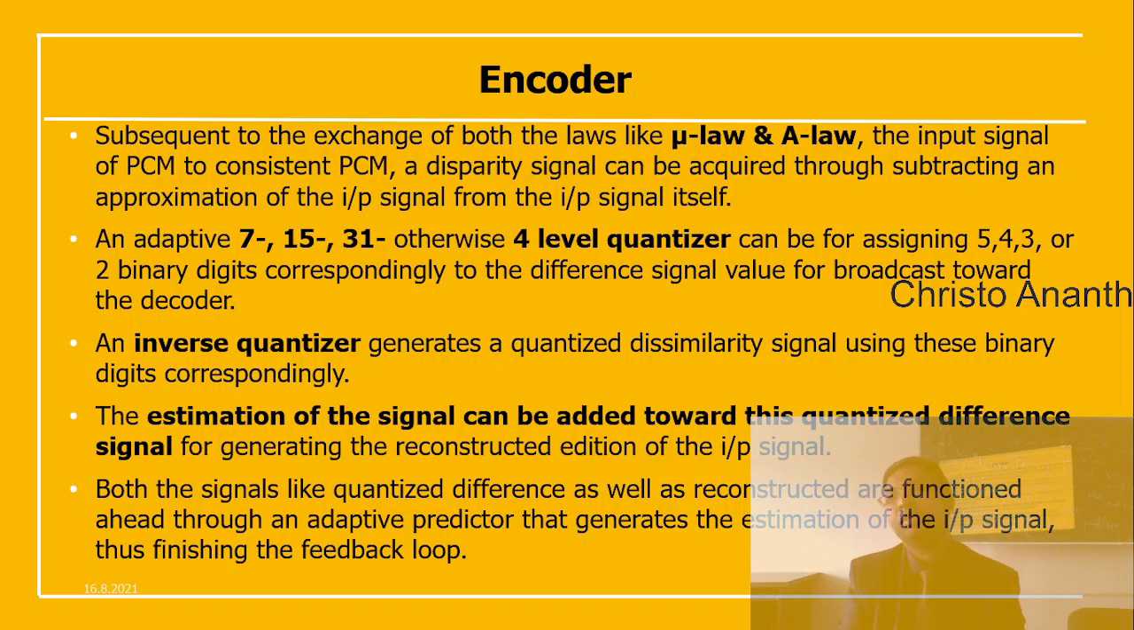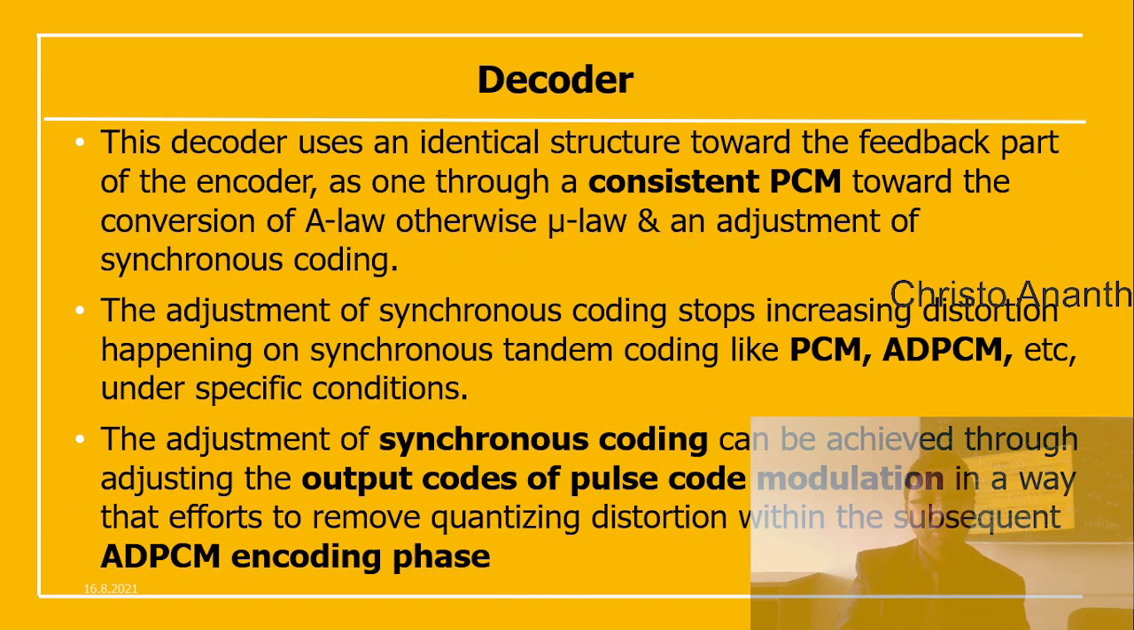Here the estimation of the signal is added to this quantized difference signal to generate the reconstructed version of the input signal. Both the signals, the quantized difference and the reconstructed signal, are fed through the adaptive predictor. That gives the estimation of the input signal, where you generate the feedback loop. Then after encoding, you will have decoding, so that you can reconstruct the original signal.